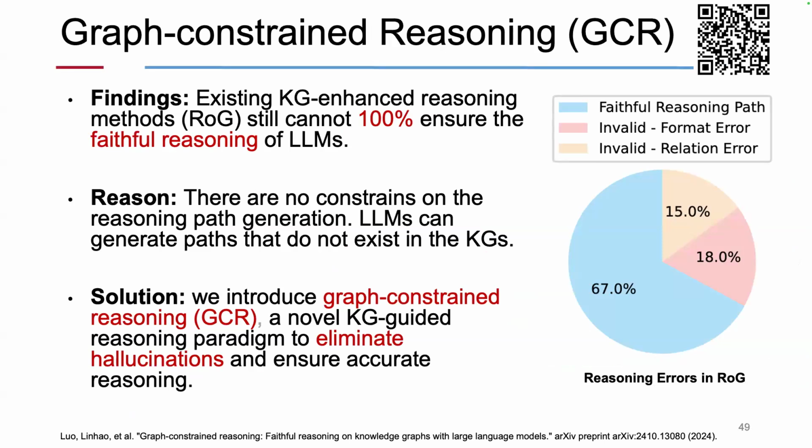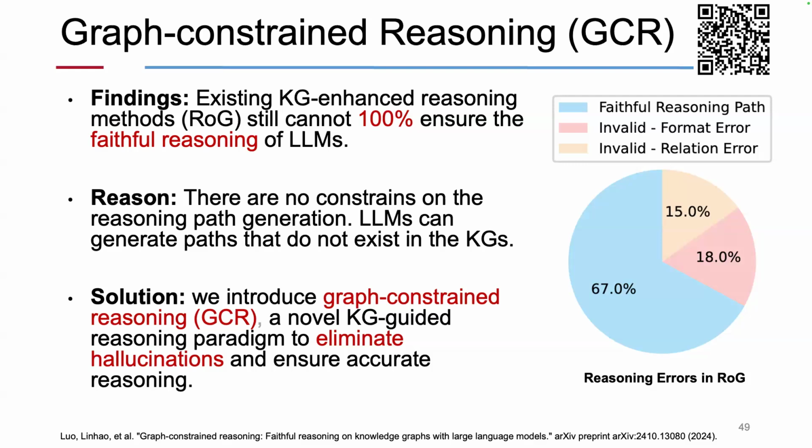Also we utilize the LLM to do the planning, and we found that sometimes even with this kind of planning optimization, the LLM can still hallucinate. It will hallucinate some non-existent relations and non-existent paths. So this kind of simple knowledge graph enhanced reasoning, like the RoG paradigm, still cannot achieve 100% faithful reasoning, because the generation of the LLM is not controlled by us. We did some analysis and found that only about 67% of the paths generated by RoG are actually correct. So there are lots of hallucination issues we need to address.